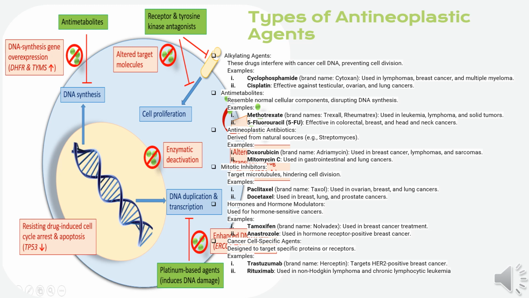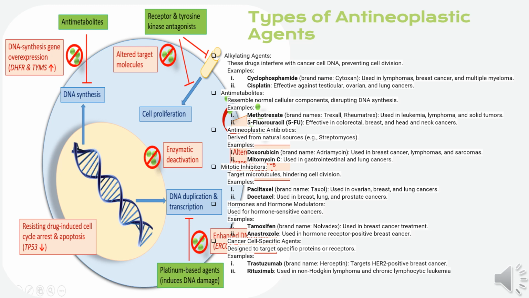The next one is antimetabolites. Think of this as the imposters. They mimic the normal components of a cell to disrupt DNA synthesis. Methotrexate, also known as Trexall or Rheumatrex, is used in leukemia, lymphoma, and solid tumors. 5-FU or 5-fluorouracil is effective in colorectal, breast, head, and neck cancers. You see a lot of this 5-FU in the hospital.